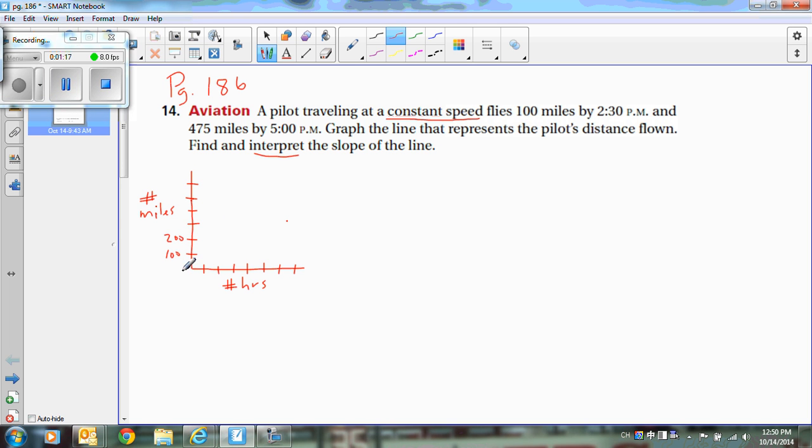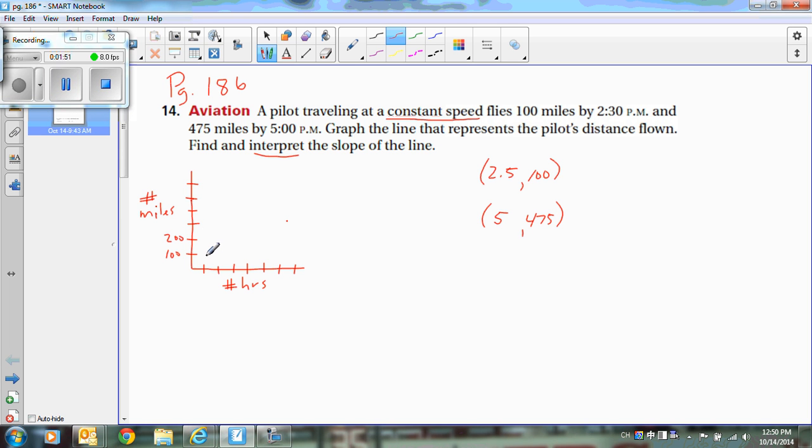All right, so when we graph a point, of course, we need an ordered pair. So we'll have two of them, okay, each represented by an x value and a y value. The x value being the number of hours that have gone by. So after 2.5 hours, he travels 100 miles. That'll be our y value. And the second ordered pair tells us that after 5 hours, he will have traveled 475 miles. So I'm going to roughly put where those points would be on our graph.